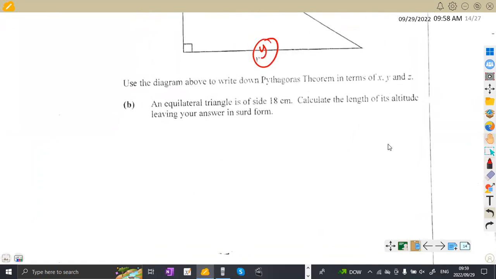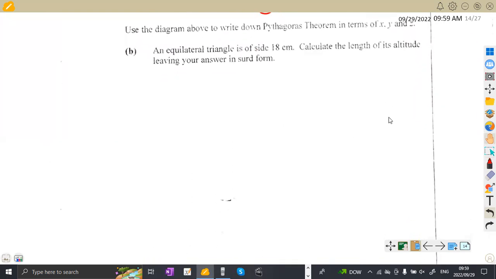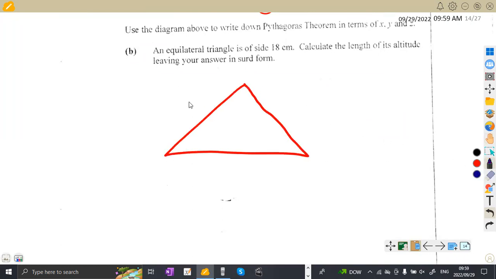An equilateral triangle is of side 18 centimeters. Calculate the length of its altitude. So the altitude is the perpendicular height. Take note, guys, it's an equilateral triangle where we know that all sides are equal, 18, 18, 18. So the altitude is drawn from the vertex to the base of the triangle, and this one is going to be at 90 degrees. That's your altitude. So we are simply calculating the altitude.